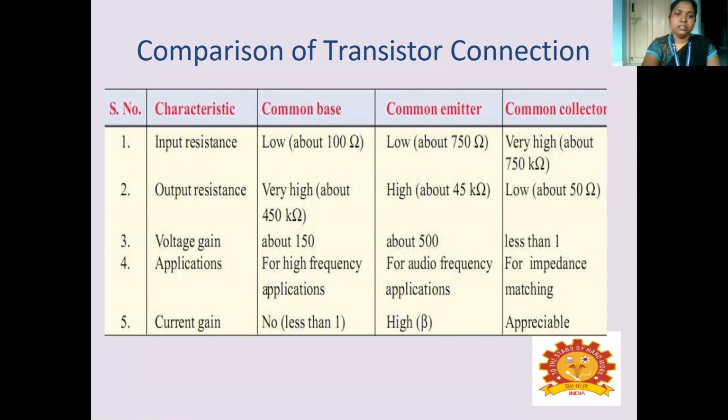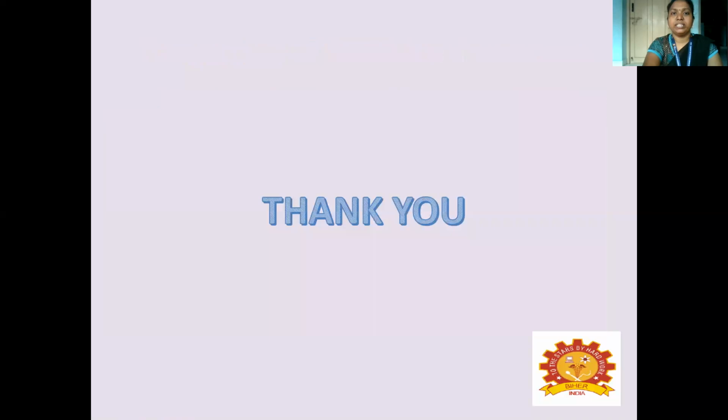Next comes voltage gain. Voltage gain is about 150 for the common base, about 500 for the common emitter, and less than unity for the common collector. Current gain is less than 1 for the common base. It is high, equal to beta, for the common emitter, and appreciable in the common collector. Applications: the common base is used for very high frequency applications, the common emitter for audio frequency applications, and the common collector for impedance matching. So these are the comparisons of the various configurations.